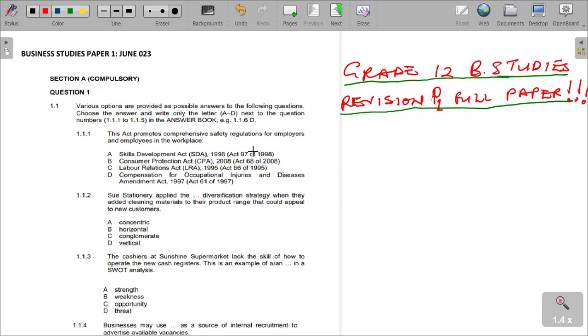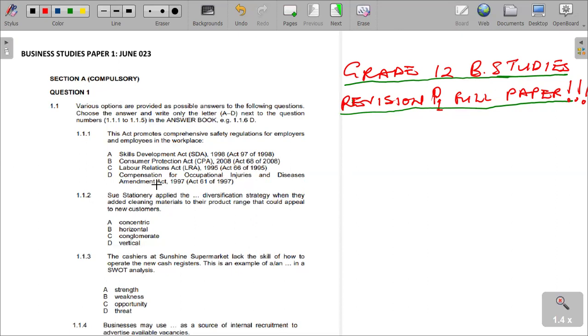So we are just going to go straight to our question paper, and let's start from Section A, written compulsory. Various options are provided as possible answers to the following questions. Choose the correct answer and write only the letters A to D next to the question numbers, which are given as 1.1.1 to 1.1.5 in our answers. So question 1.1 is multiple choice.